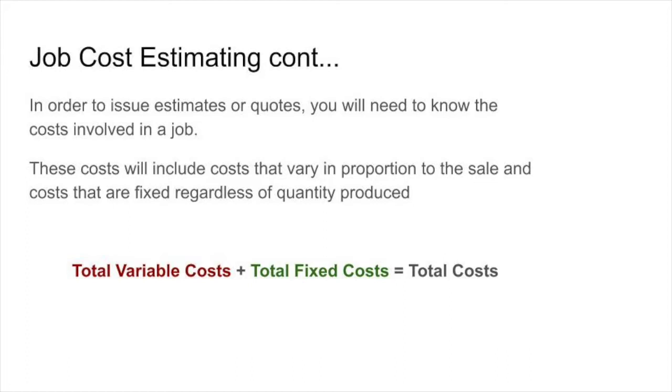Now, not all of this is cut in stone, so when you're doing an estimate, you have to ask yourself: is this a variable cost or is it a fixed cost? And you need to consider both of those. Your total variable costs, all your variable costs added up, and all your fixed costs added up will give you your total costs. And that is important in order to be able to put a price on something. You need to know what your total costs are in order to be able to price something properly.